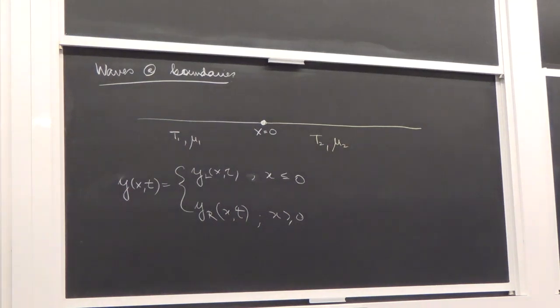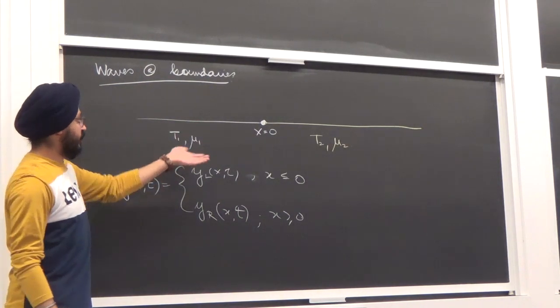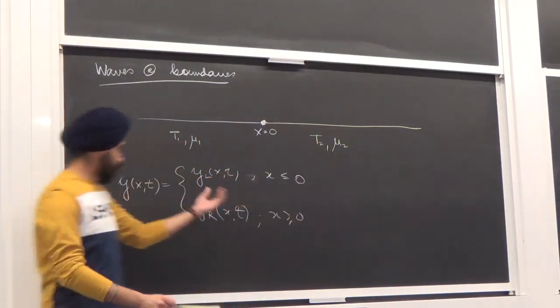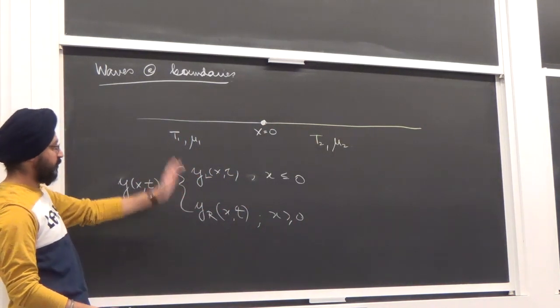Okay? Why did I do this? Because I know it's going to be some different kind of equations, because string 1, string 2, you can have different kind of waves. So I just separate my wave into two different pieces on the left and to the right.